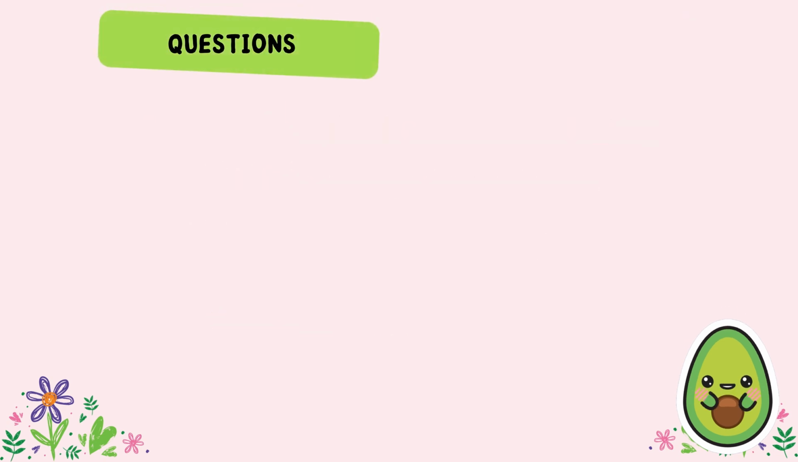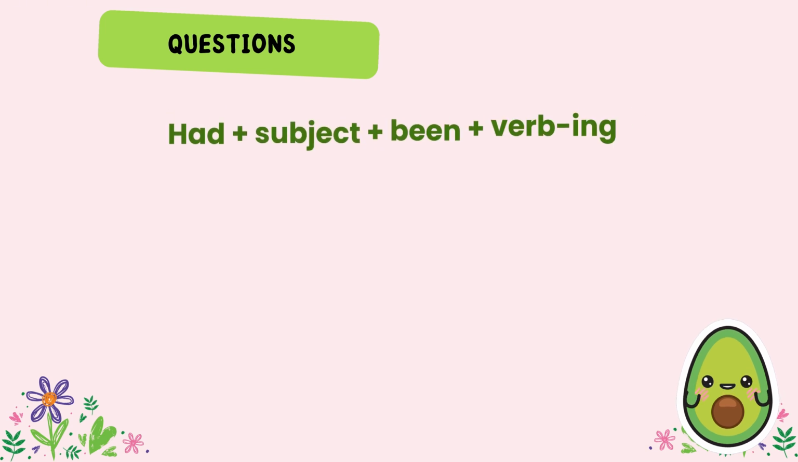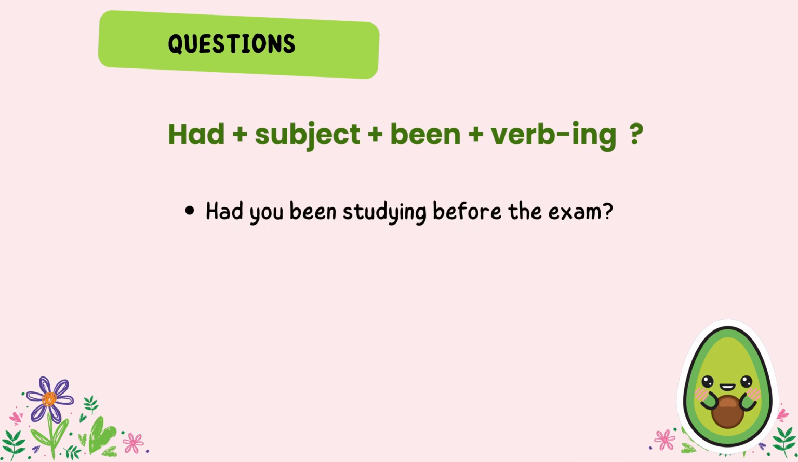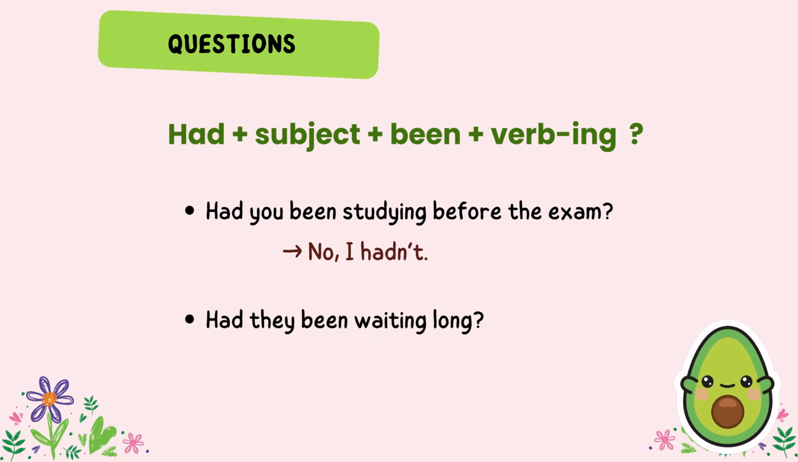Okay, let's ask some questions. We just switch had and the subject. Had plus subject plus been plus verb-ing. Let's try together. Had you been studying before the exam? No, I hadn't. Had they been waiting long? Yes, they had.